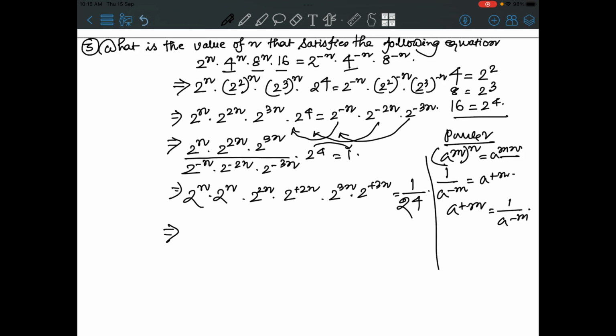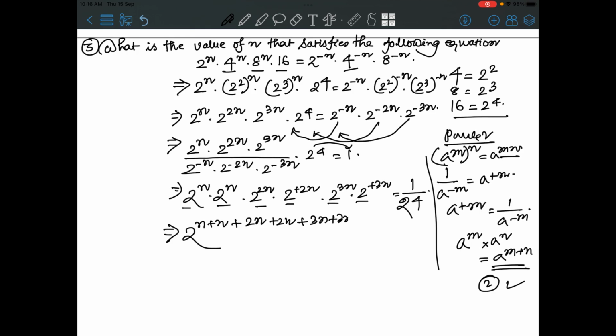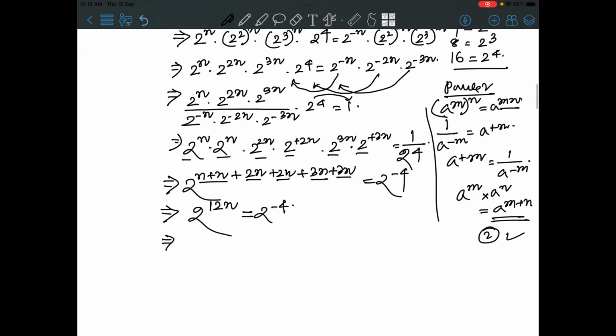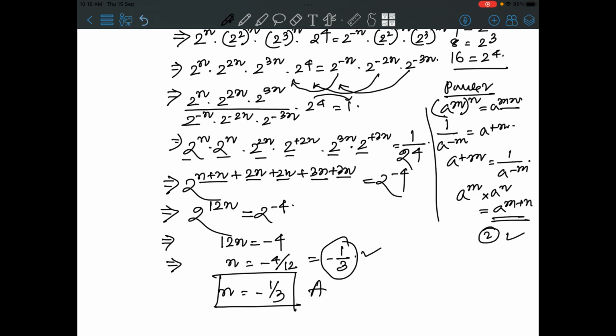Now we will apply the laws of indices, which is a to the power m into a to the power n equals a to the power m plus n. So 2 to the power n plus n plus 2n plus 2n plus 3n plus 3n equals 2 to the power minus 4, because all the bases are equal, that means 2. So 2 to the power n plus n, 2n, 4n, 6n, 9n, 12n. So 2 to the power 12n is equal to 2 to the power minus 4. As the base is equal, the power is equal. So 12n is equal to minus 4. So n is equal to minus 4 divided by 12. So n equals minus 1/3. So this is the final answer.